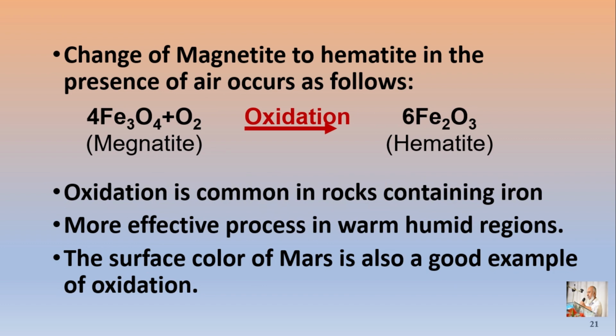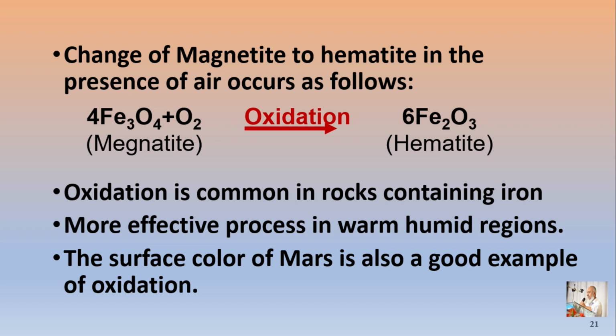Change of magnetite to hematite in the presence of air occurs as follows. This is another example. Magnetite is changed into hematite because of oxidation. Oxidation is common in rock containing iron, and is a more effective process in warm humid regions.